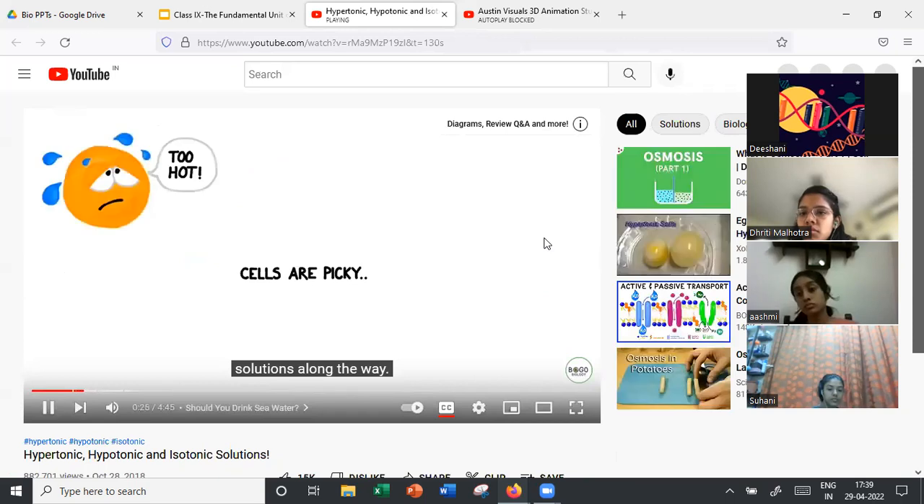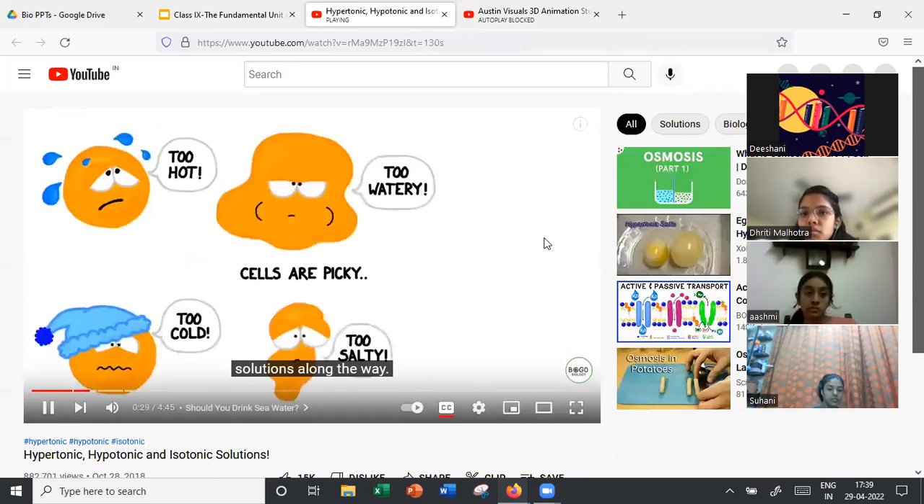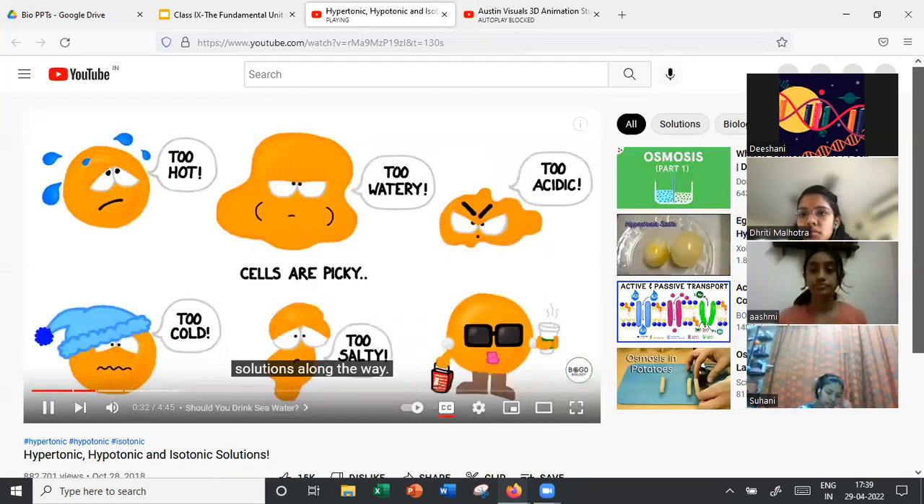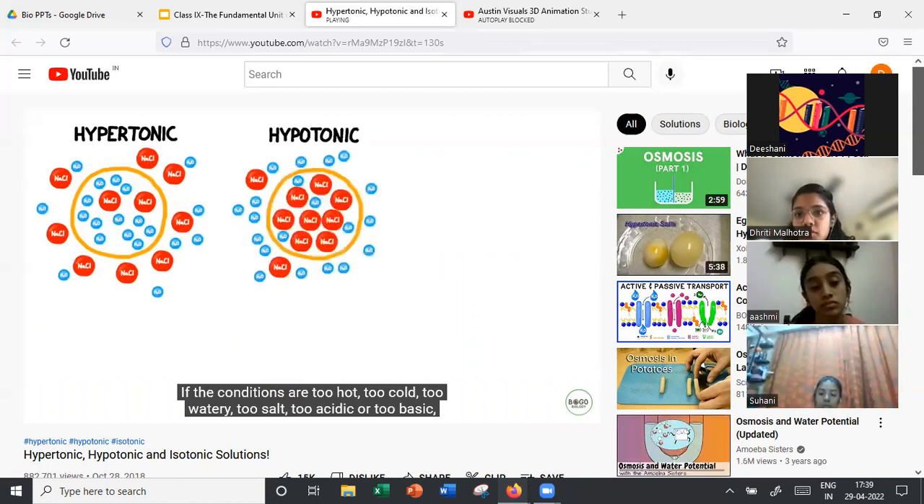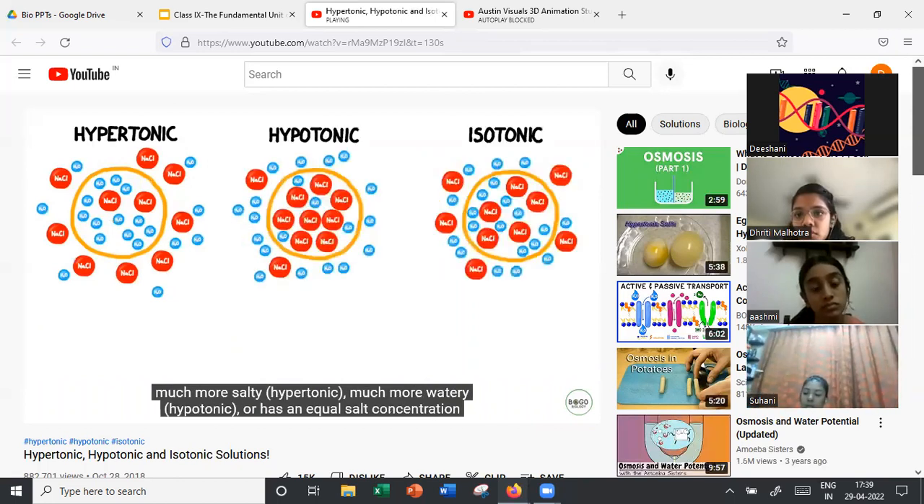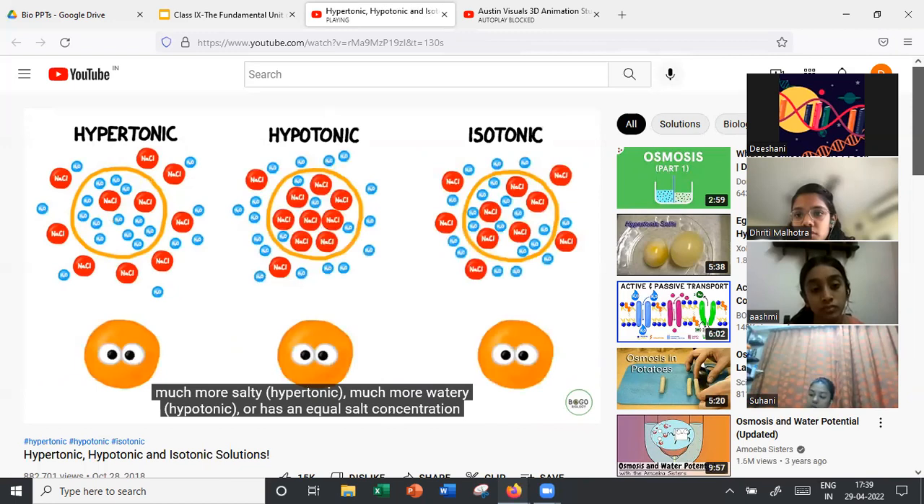Cells have a very finite range of conditions in which they can survive. Too salty, too acidic, or too basic, they can't function properly. We're going to explore what happens when you place a cell in a solution that is much more salty, hypertonic, much more watery, hypotonic, or has an equal salt concentration, isotonic.